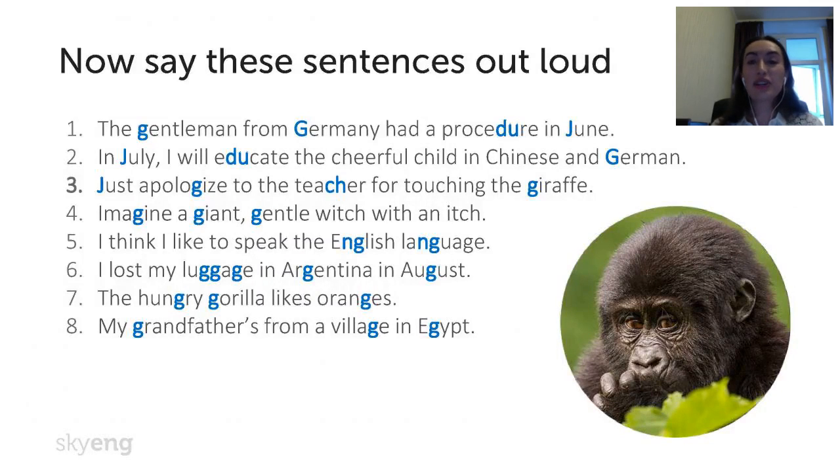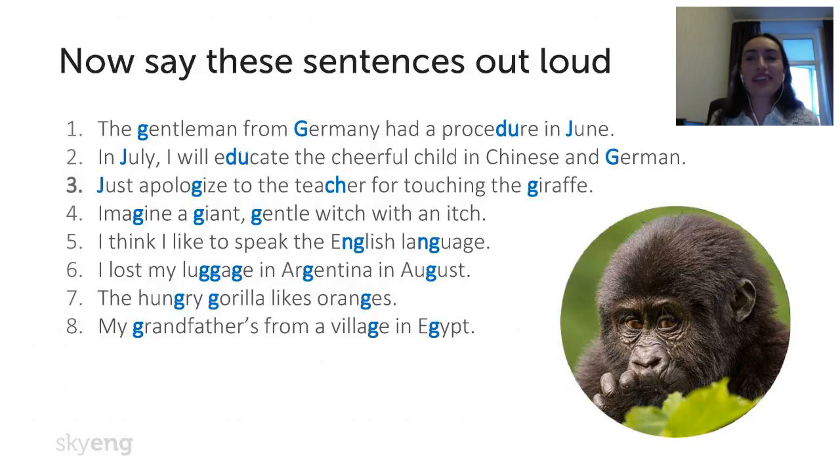So now say the sentences out loud. Repeat after me, please. The gentleman from Germany had a procedure in June. In July, I will educate the cheerful child in Chinese and German. Just apologize to the teacher for touching the giraffe. Imagine a giant, gentle witch with an itch. I think I like to speak the English language. I lost my luggage in Argentina in August. The hungry gorilla likes oranges. My grandfather's from a village in Egypt.